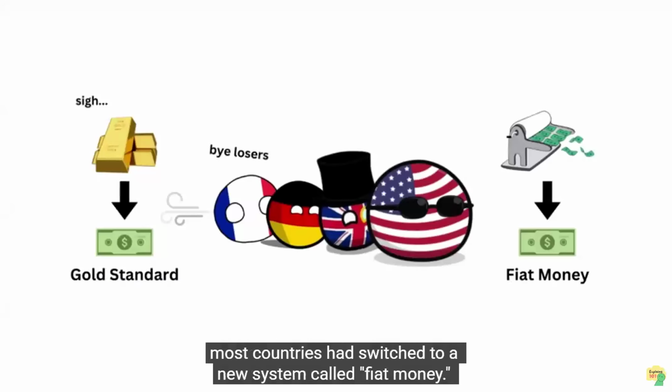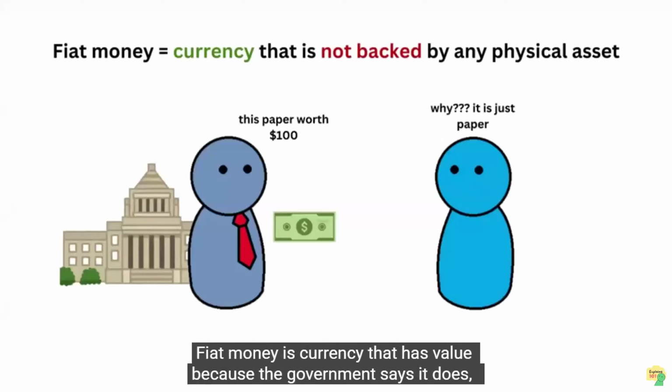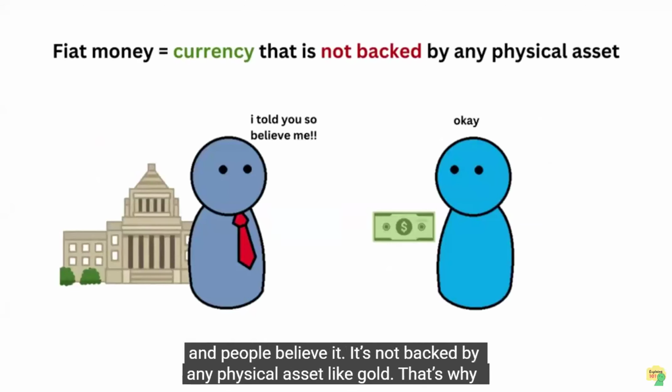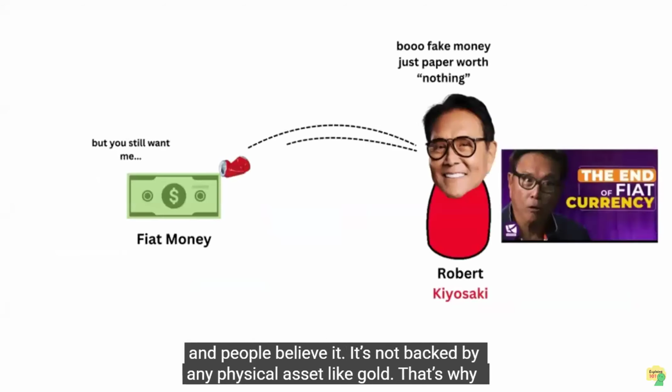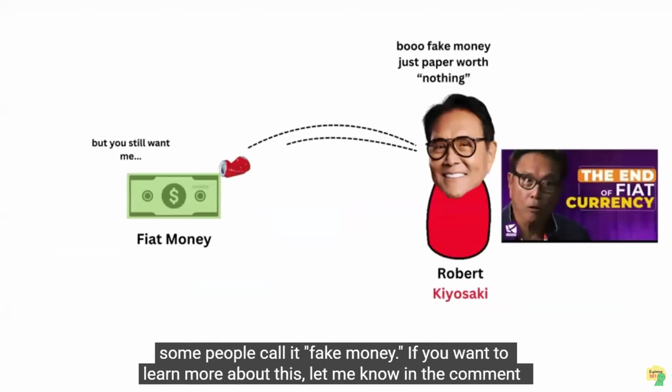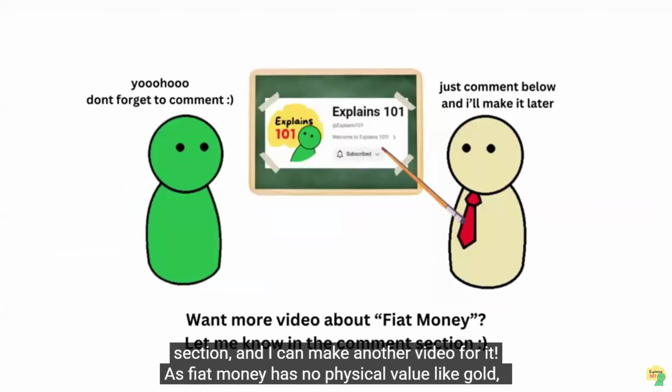By the 1970s, most countries had switched to a new system called fiat money. Fiat money is currency that has value because the government says it does, and people believe it. It's not backed by any physical asset like gold. That's why some people call it fake money. If you want to learn more about this, let me know in the comments section, and I can make another video for it.